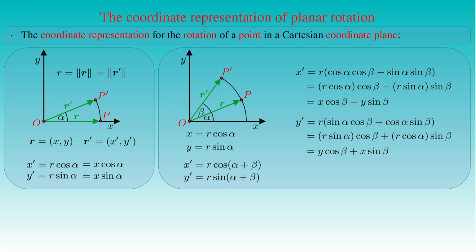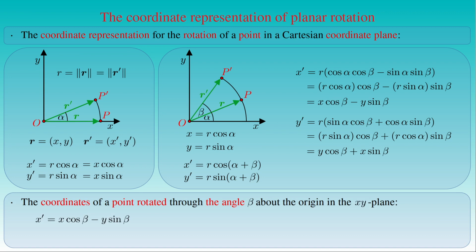As a result, the coordinates x' and y' of the point P' rotated about the origin through the angle beta in the xy plane are given by the following equations. X' is equal to the x-coordinate of the point in its initial position times the cosine of the rotation angle beta, minus the y-coordinate of the point in its initial position times sine beta. Y' is given by the y-coordinate times the cosine of the angle beta, plus the x-coordinate times the sine of the angle beta.